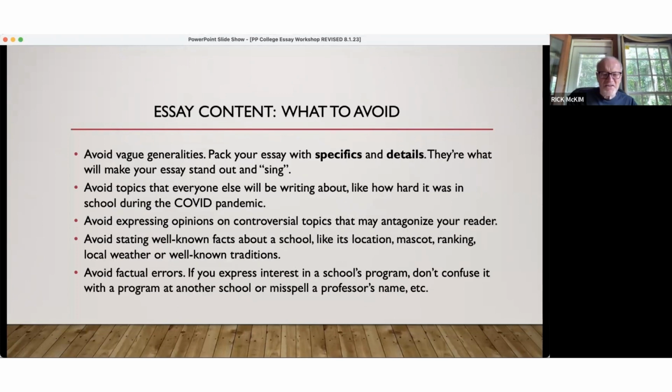So much for style. Essay content, what to avoid. Above all, avoid vague generalities. Pack your essay with specifics and details. They're what will make your essay stand out and sing. They'll make it unique. If you're telling a story, load that story with specifics. Don't just generalize about aspects of your life and draw general morals or general conclusions or anything like that. Make sure that you're packing your examples and your stories with details, because that's what makes your essay unique. It makes it you.